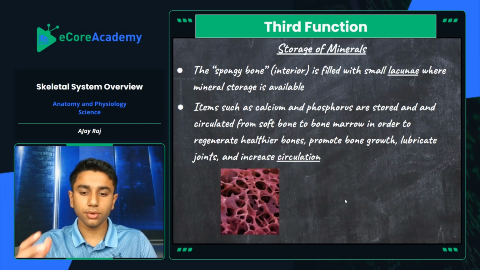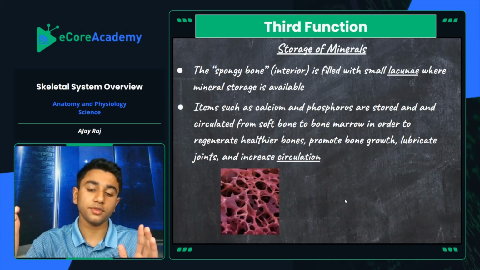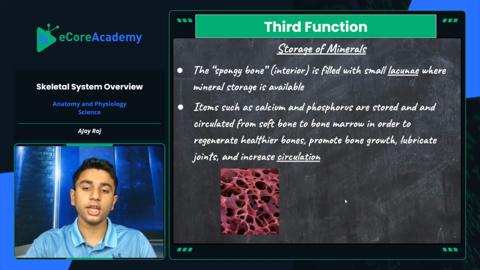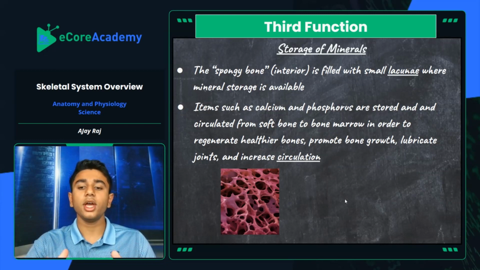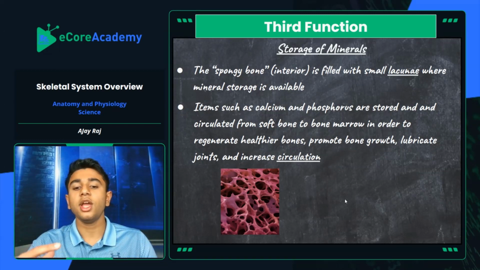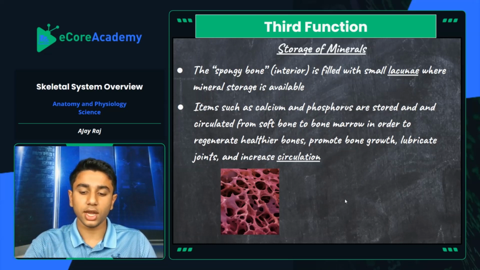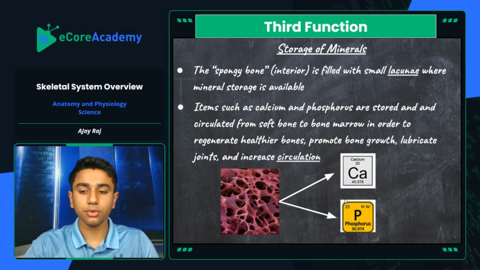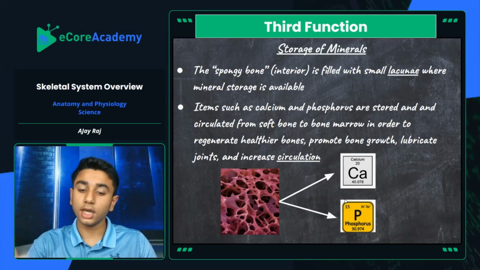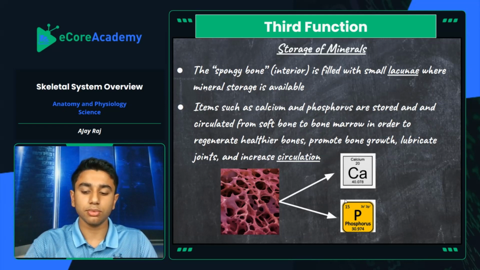So just as an example, right here you can see spongy bone located in any of your regular bones. And it has a lot of holes, a lot of gaps, so that it's a lot more permeable. It can allow for more cells to pass through, and it can store more minerals inside as well. And like I said, two of the main things that are stored in this spongy bone include calcium and phosphorus. Those are just two examples.